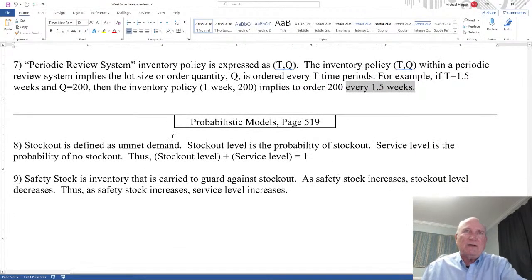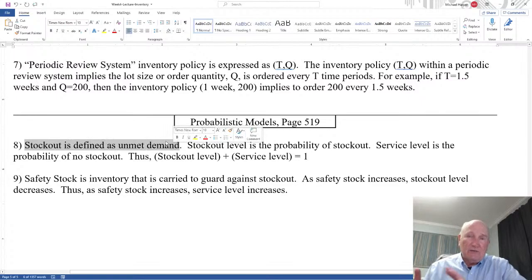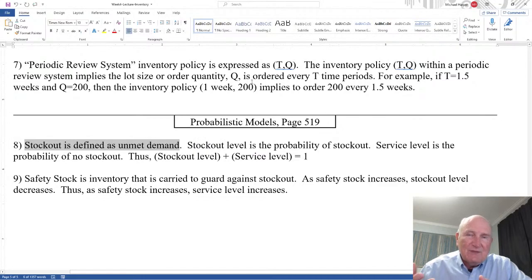Okay, probabilistic models. The stockout is defined as unmet demand. In other words, you have demand on your system, like a customer needs something, and you don't have inventory to satisfy that demand. That's called stockout. Lost sales, lost image, maybe lost customer. So stockout is very costly. Companies do not like stockout with, say, large ticket items because you're losing a lot of money.